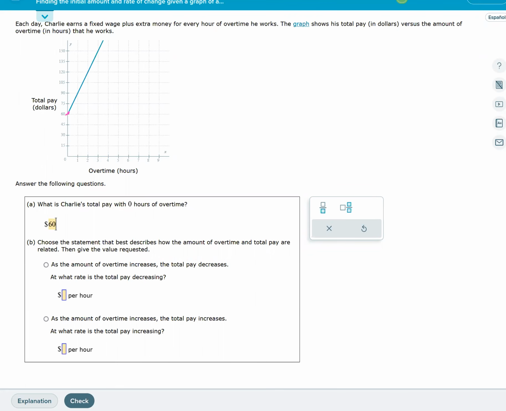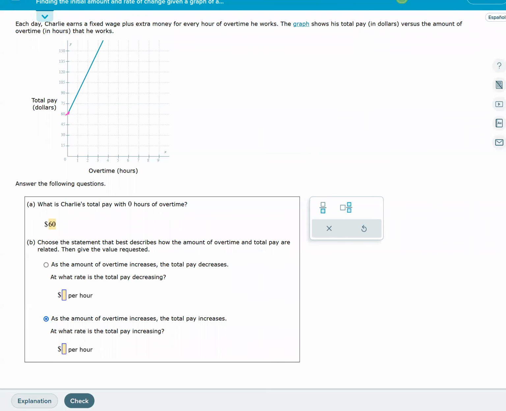And then there's another question that asks about how the amount of overtime and total pay are related. So you notice as the time increases, the total pay increases. So we want the second option. The amount of overtime increases, the total pay increases.